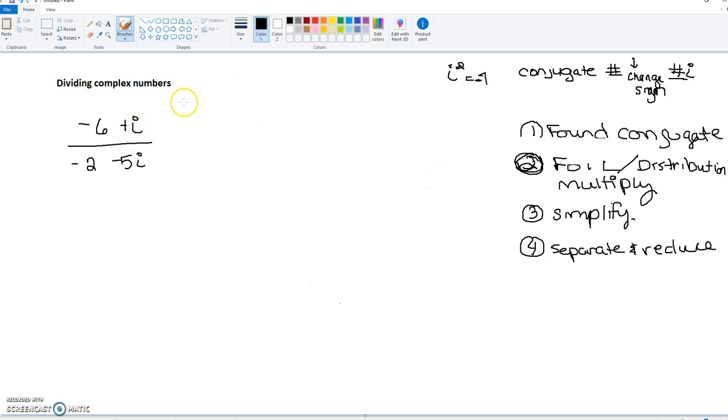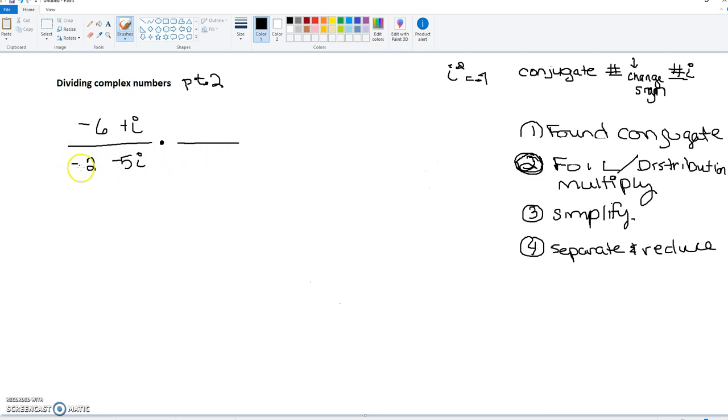Dividing complex numbers, part 2. And I'm giving a part 2 mainly because I do want to give an example where you do have a binomial on top and a binomial on the bottom. So what we're going to do, of course, is follow our steps that we've outlined. And the first thing we need to do is find the conjugate.